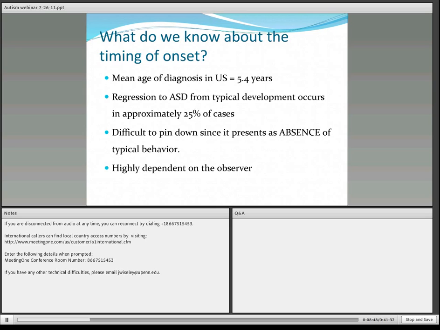than the cases where the signs and symptoms are there from birth or as early as we can detect them, but we haven't yet figured out what those differences are. One of the really challenging things about autism is that it really presents as absence of typical behavior. It's not, for example, something like attention deficit hyperactivity disorder where the child is acting out, and it's those acting out behaviors that bring the child to attention.